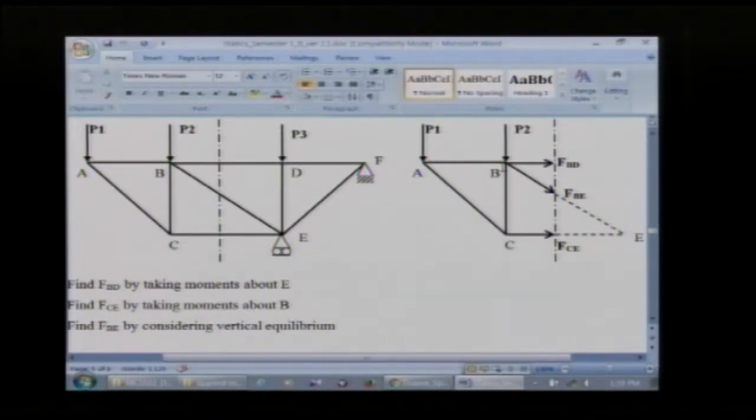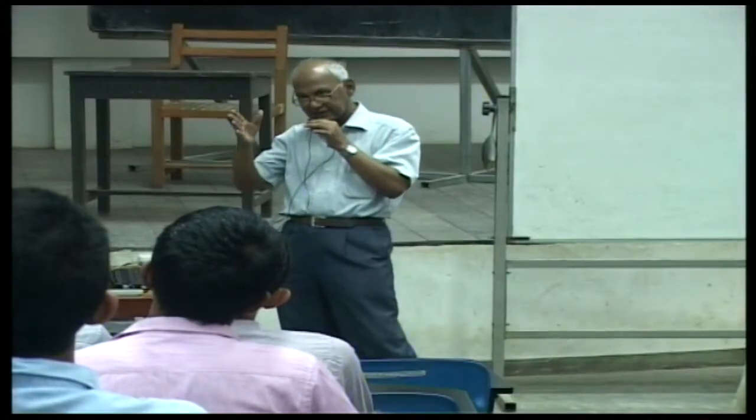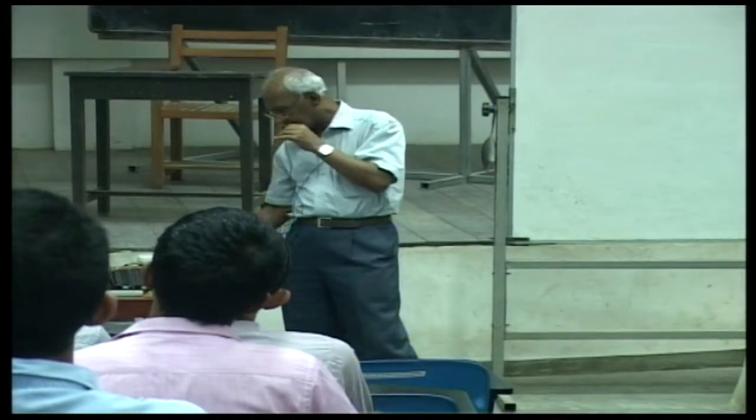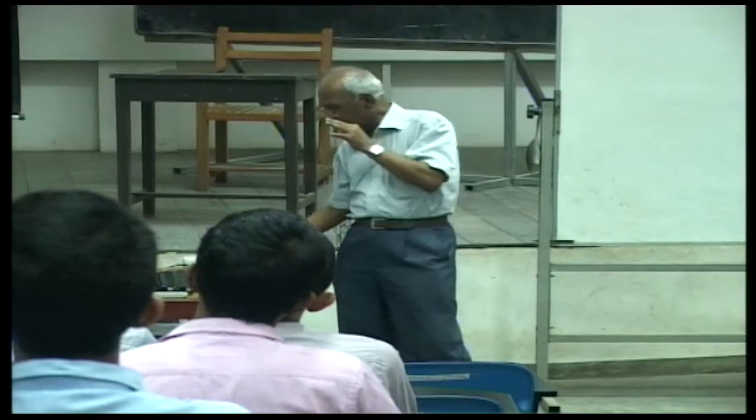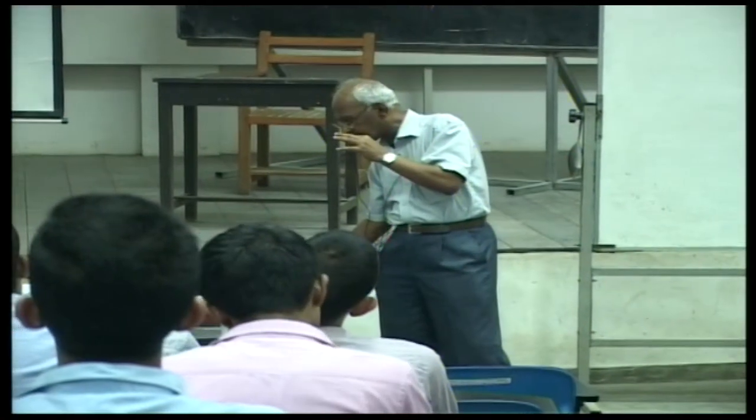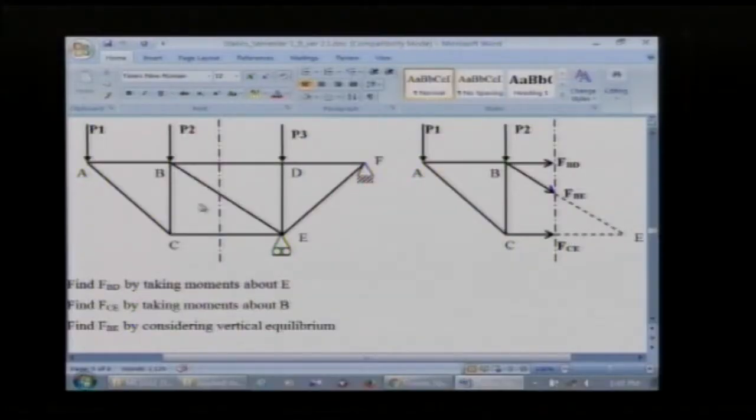Now I will work out an example which illustrates all of this, but this is the method, right? So provided you are cutting three members, then it's quite easy, right? You don't have to find, so we don't know the force here and the force here and the force here and the force here and the force here and the force there.